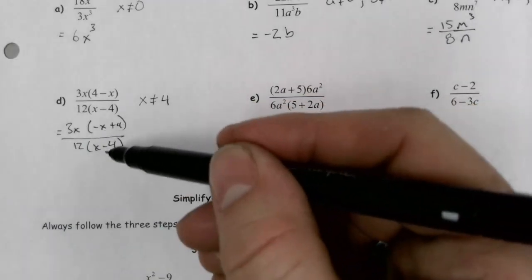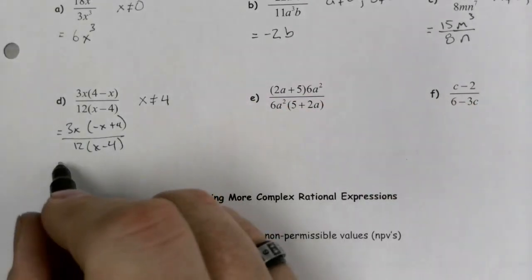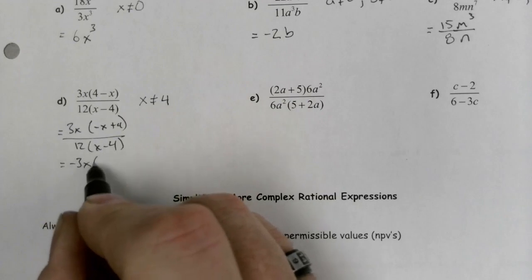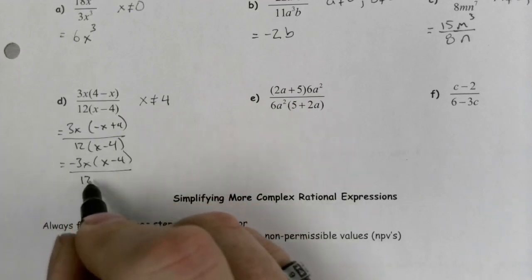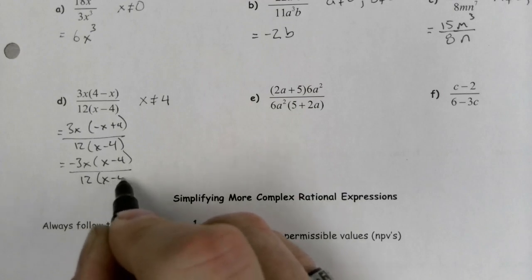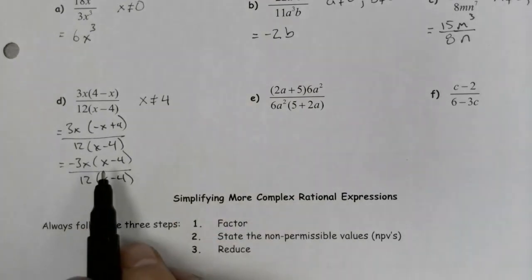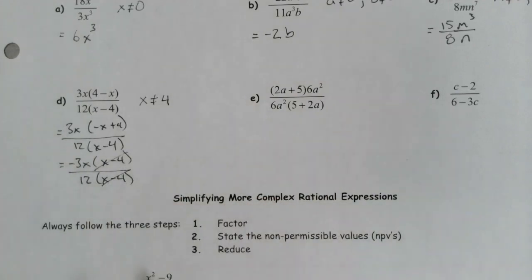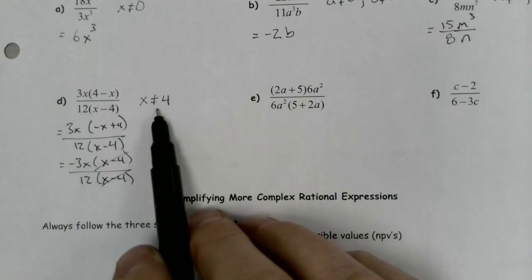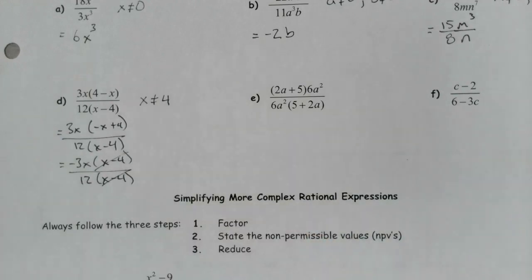Now, those don't immediately match, but I can make them match by factoring out that negative. And that just changes the signs on every term in that binomial, or both terms in that binomial. And now, x minus 4, that will become a 1, so long as x doesn't equal 4. And I've already addressed that, so I'm okay.